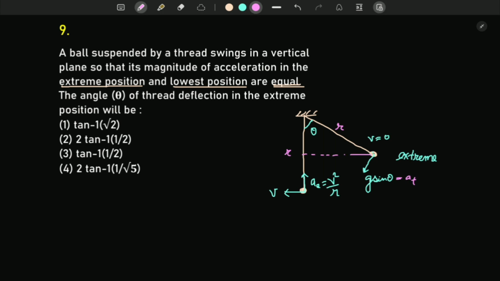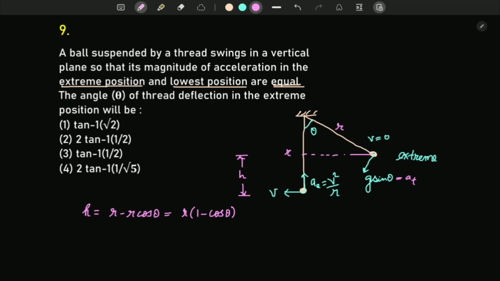Now let us take that the ball drops from this position and this height be h. Now using plane geometry, I can say that our height h equals r minus r cos theta. We know how to break in components, so I take r common: r times 1 minus cos theta. This is our height drop.